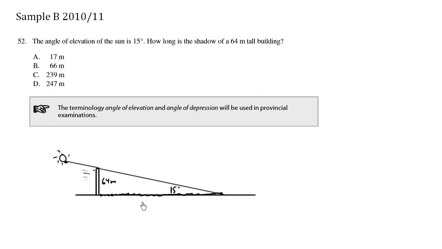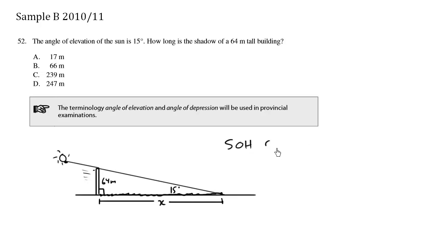So the question is, how wide is this x value? This here is the length of the shadow. We'll call it x. How long is this? Now we have a right angle triangle. We can see here we have an angle, we have an opposite side, and so therefore we can use basic trig, SOHCAHTOA, to solve for this adjacent.